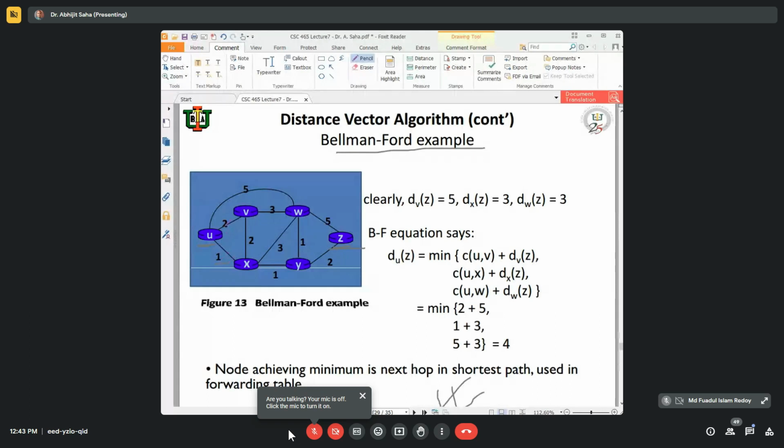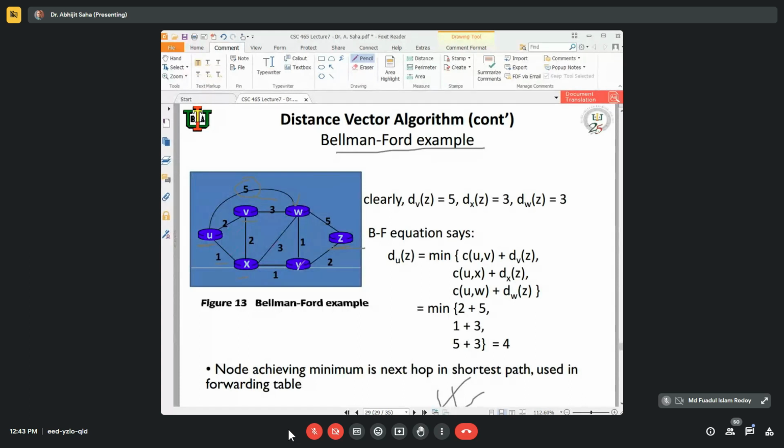Sir, why are we considering U to W? Yeah, you can see that there is a link, a direct link, right? Yes, sir. That is the 5, and U to V, that is also directly connected, and U to X. So there are three direct nodes.